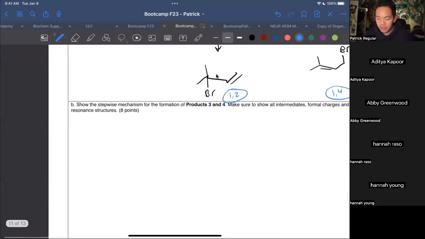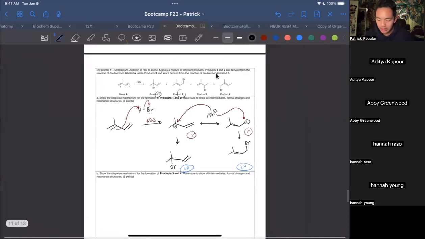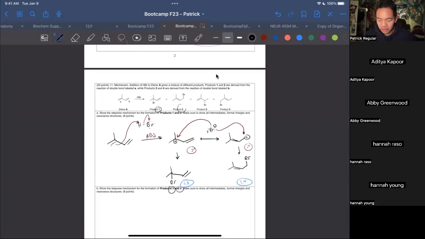Okay. Now let's look at the next one. Alkene B. Show formation of product 3 and 4. 3 and 4 are going to be right here. I know that because we break alkene B, a carbocation forms there. And we show resonance structures, which is going to form here as well. And that aligns with product 3 and 4.